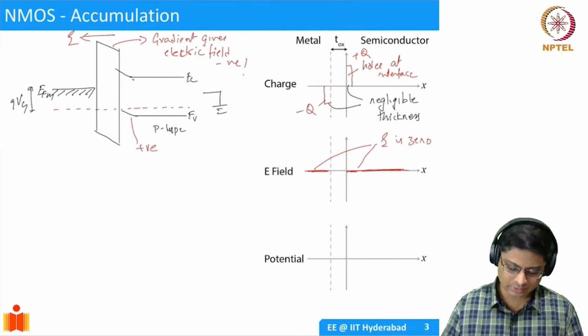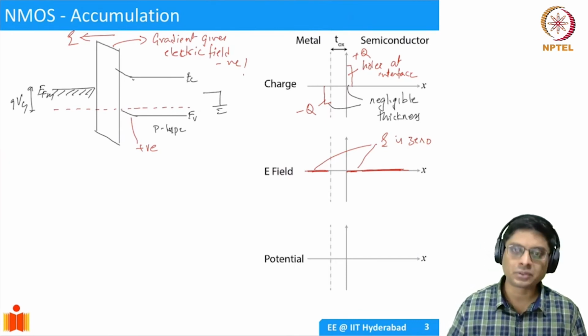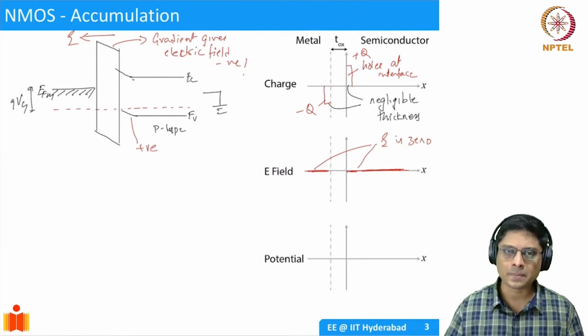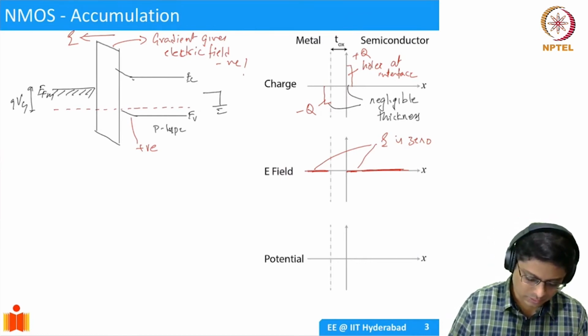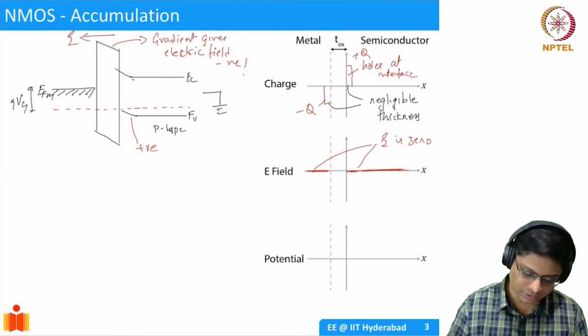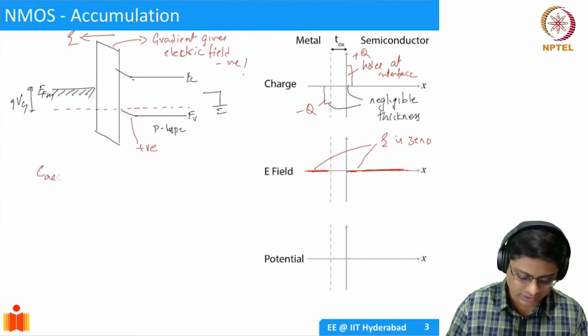All right. So yeah, you have equal and opposite charges. So there should be a capacitance. So what is the capacitance? Okay. So the capacitance you can think of as C accumulation, C_accumulation, right? Okay.